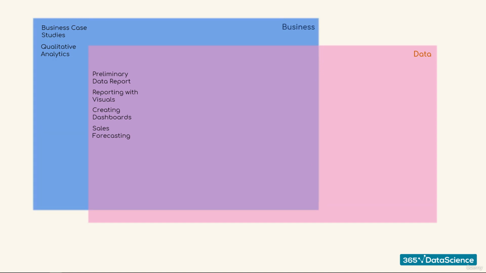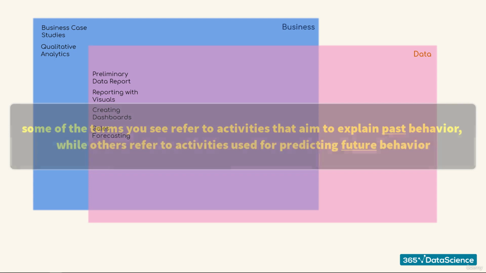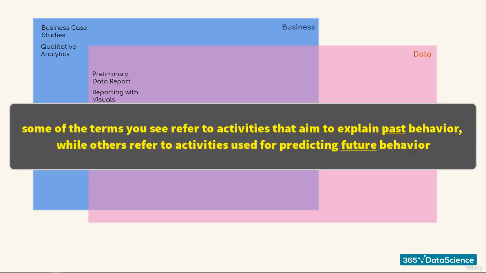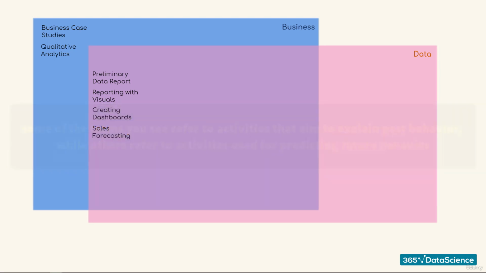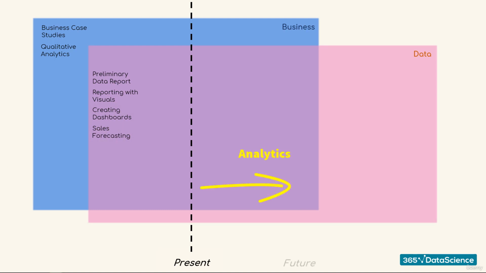Now it's time to split the diagram with a vertical line. The reason for doing that is that some of the terms refer to activities that explain past behavior. Others refer to activities used for predicting future behavior. Let's cut the picture roughly here with this line. All terms that are on the right side of this line, like future planning and forecast, will be related to the analysis of future events or data.